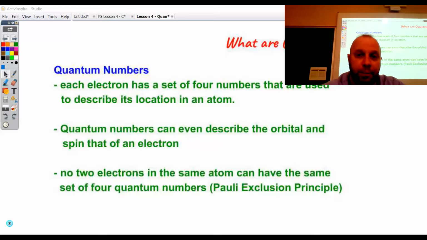And the other important part here is that quantum numbers confirm what we learned earlier about the Pauli exclusion principle, that no 2 electrons in the same atom can have the same set of 4 quantum numbers. So they can't exist in the same orbital, rotating in the same direction.